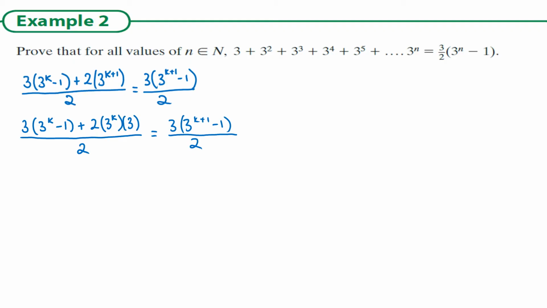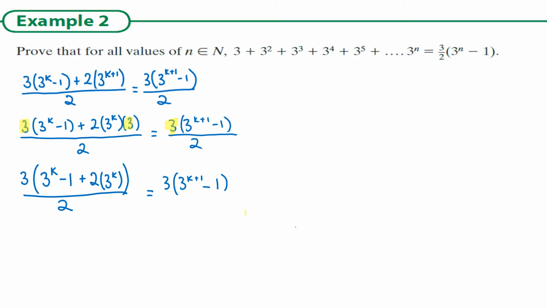I'm going to do highest common factor here. And the highest common factor, what's common in both, is the 3, and that matches over here on the right hand side, so I'm on the right track. So I pull the 3 out, and that gives me 3 to the power of k minus 1 plus 2 times 3 to the power of k all over 2, and that is 3 times 3 to the power of k plus 1 minus 1 over 2. And now we're going to work this.